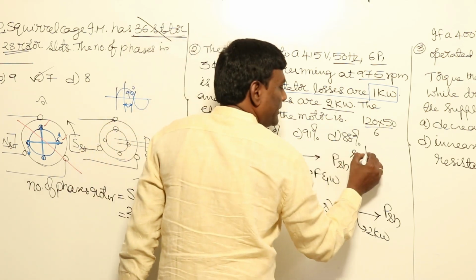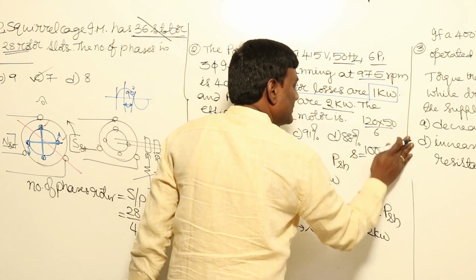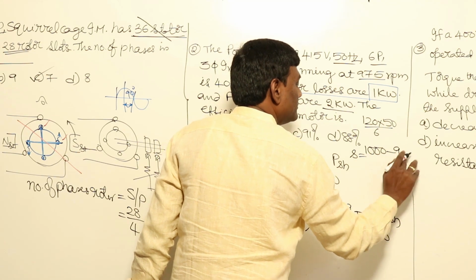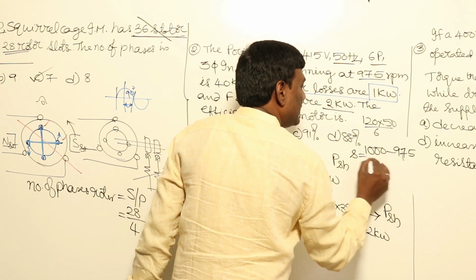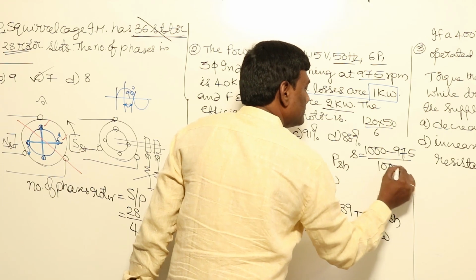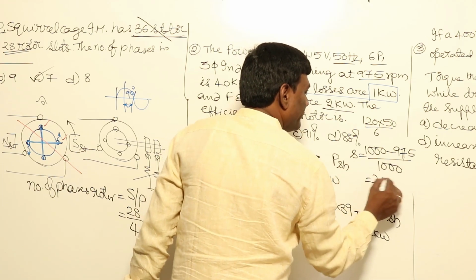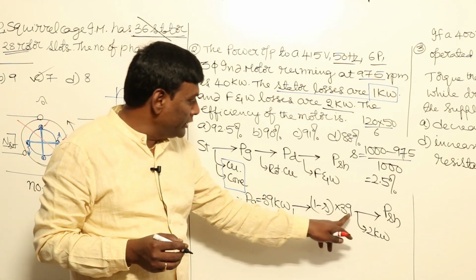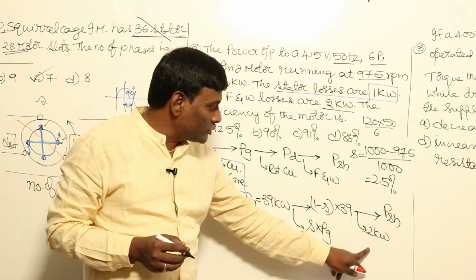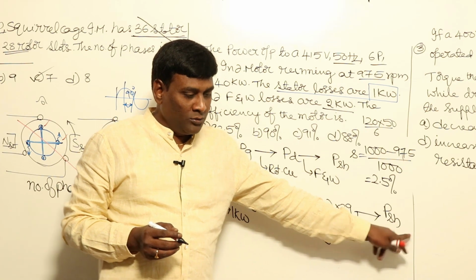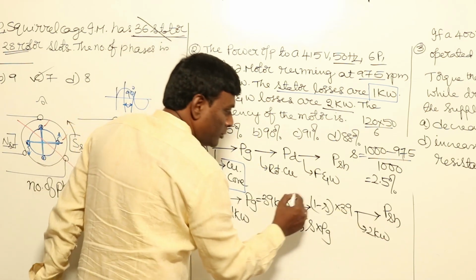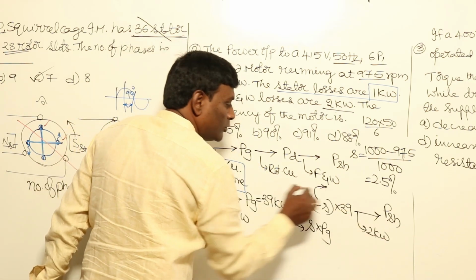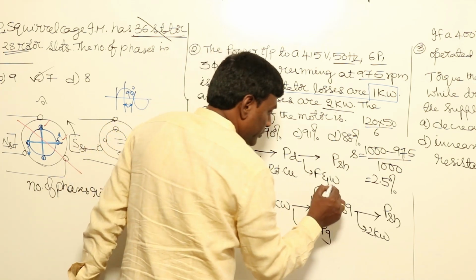Now slip is (NS minus NR) divided by NS, which is 25 divided by 1000, giving 2.5%. So (1 minus 0.025) times 39, minus 2, is going to be PSH. The developed power PD, that is (1 minus S) times PG, is going to be 38.025.